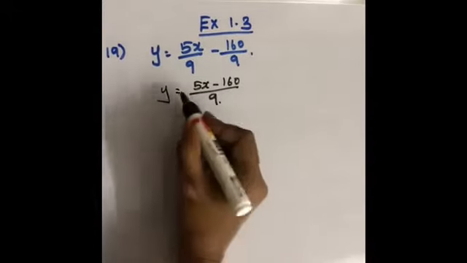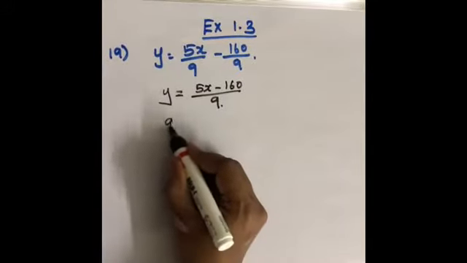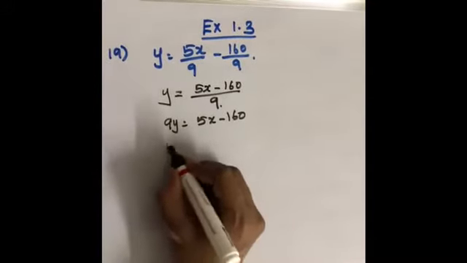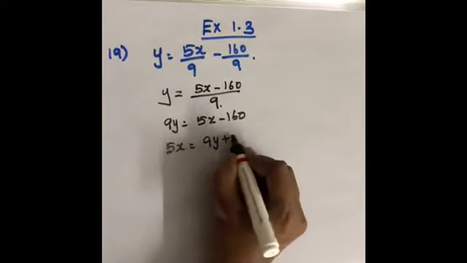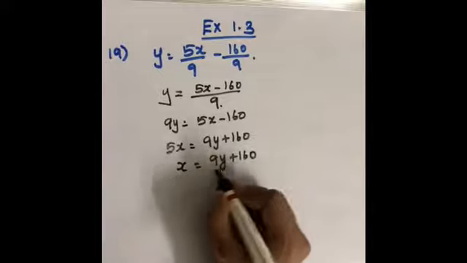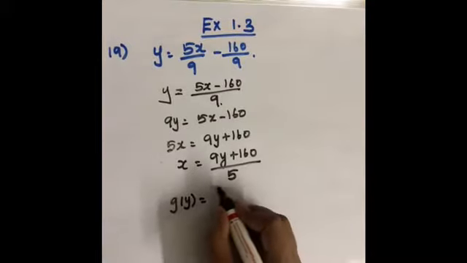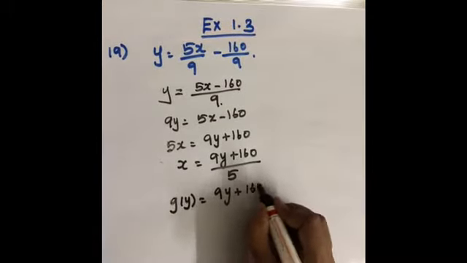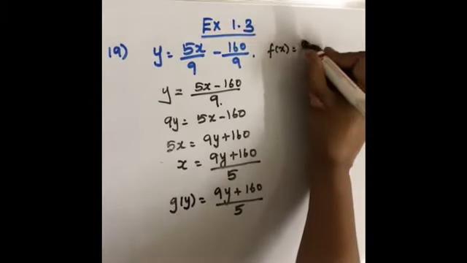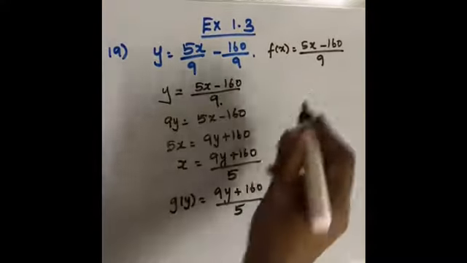So, now we are going to convert this in terms of x. So, 9y is equal to 5x minus 160. So, 5x is equal to 9y plus 160. So, x is equal to 9y plus 160 divided by 5. This x is g of y. So, g of y is equal to 9y plus 160 divided by 5, and f of x is equal to 5x minus 160 divided by 9. Okay, this is our g of y and f of x.